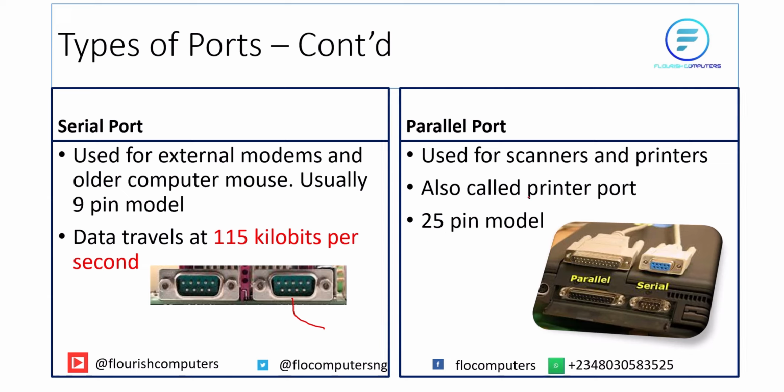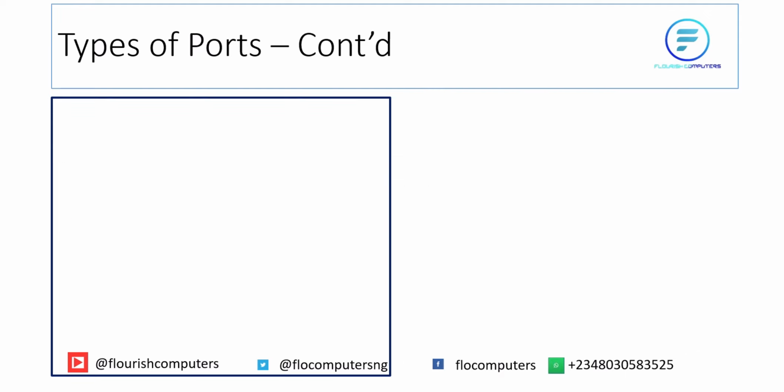Now, the parallel port is used for scanner and printer, also called printer port. This is the parallel port. The difference between the parallel port and the serial port is basically that this is a 25-pin model, and this is a 9-pin model. The serial port is used on an old computer mouse, or we use it to configure a modem or an external switch or a router. This one is basically for printer ports. So old printers, many of them do not have USB; they come with this particular parallel port for you to connect. But like I said, this is old technology, and you don't really have some of them again.